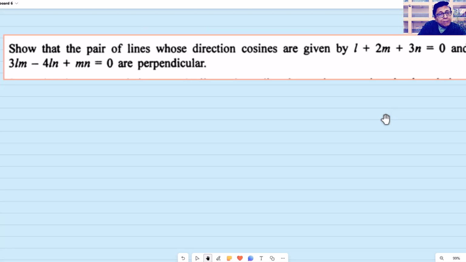A brilliant sum is given here: pair of lines whose direction cosines are given by these are perpendicular. This kind of sum was actually shown to you before. Okay? In vector or in 3D part 1, I don't remember, or part 2, you must go through it.